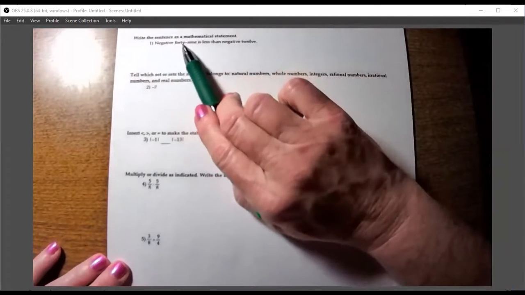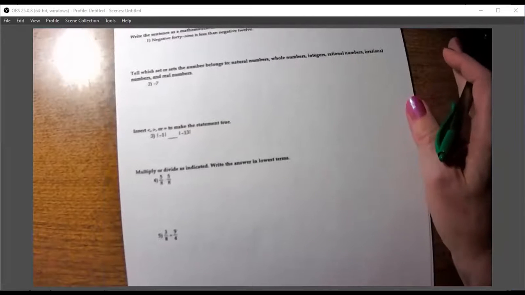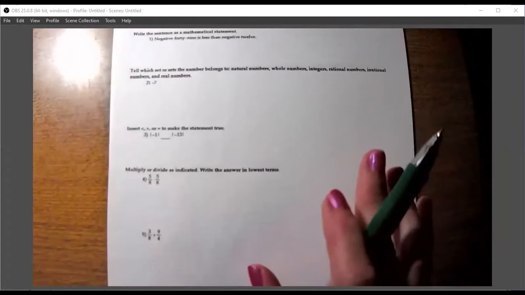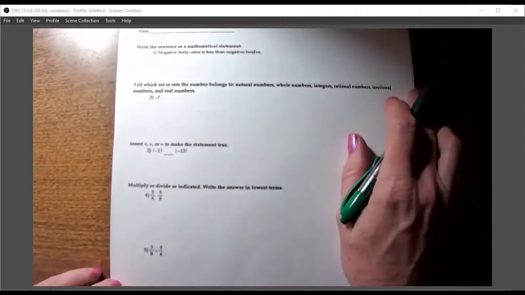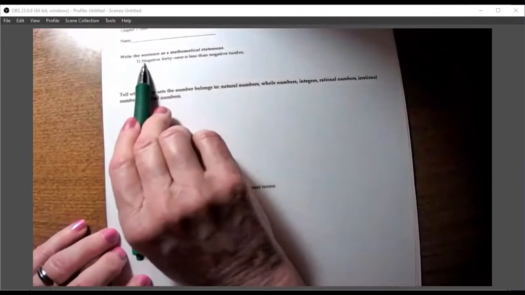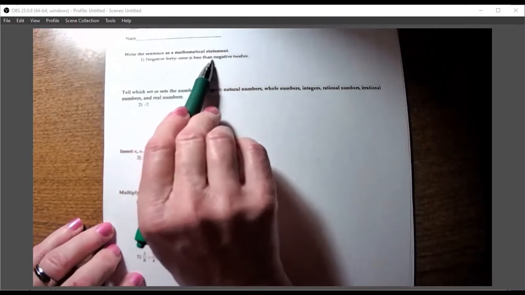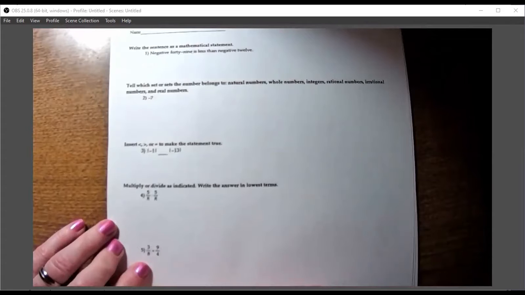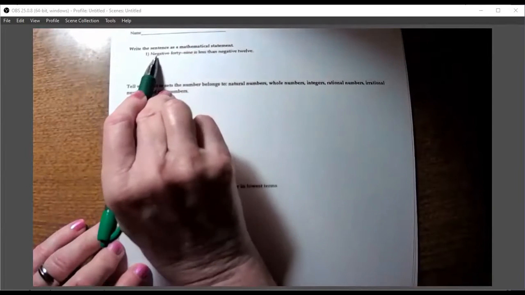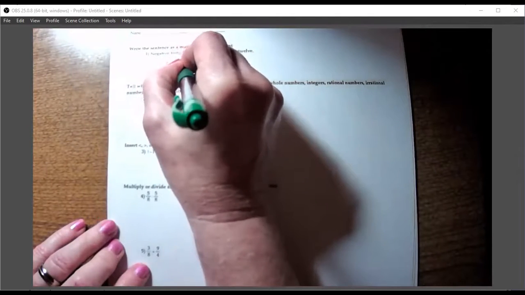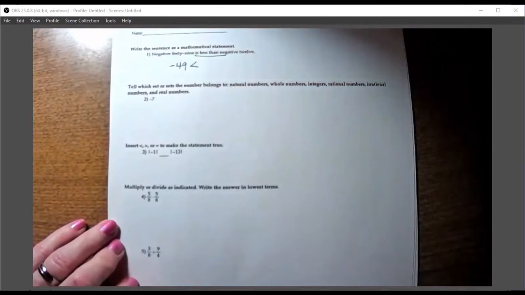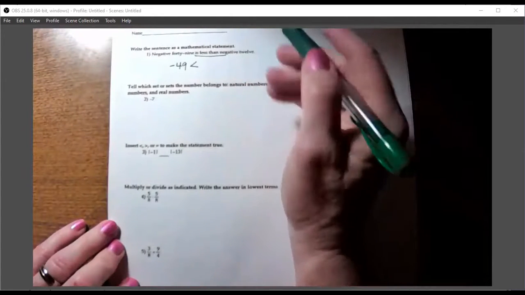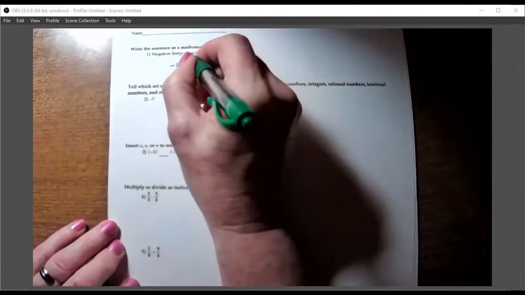Right here, the question is mathematical statements. One thing that you will do in algebra is practice and get better at going from an English statement to a mathematical expression, or an English sentence to a mathematical equation. This says negative 49 is less than negative 12. They're not asking us to solve it. They just want us to write it in math terms. So, negative 49 is less than. If they said is less than or equal to, we would have put a little bar underneath there. Negative 49 is less than negative 12. That's your answer.